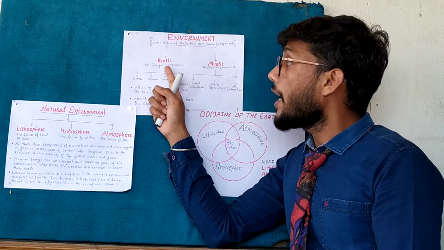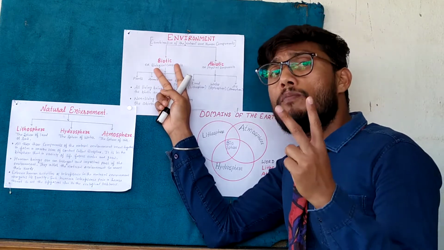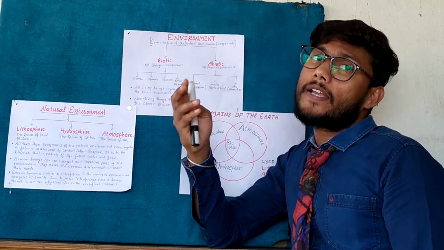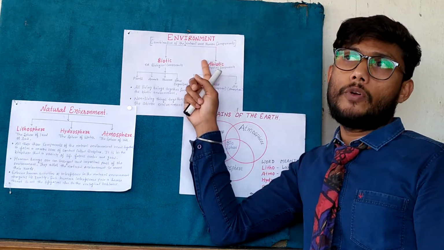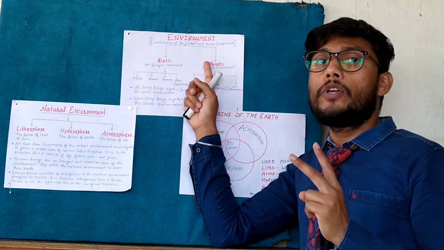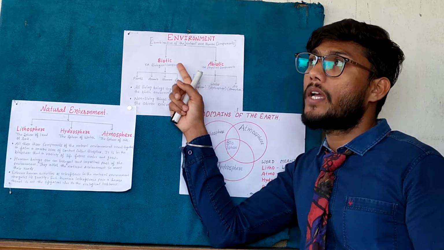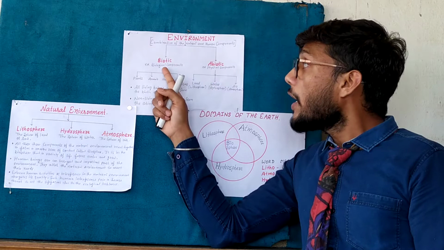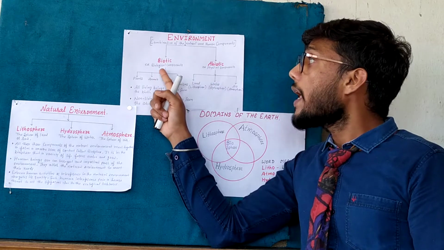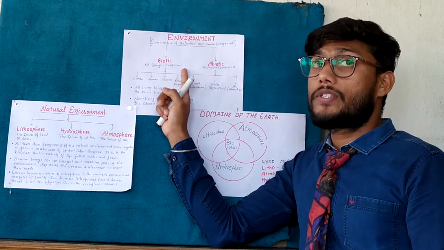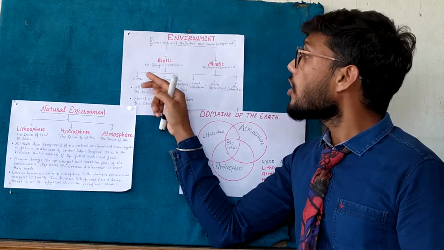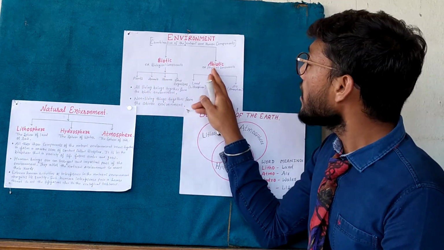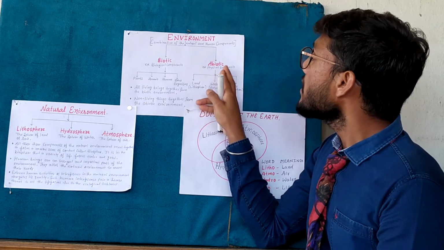There are two components of environment. The first one is the biotic component and the second one is the abiotic component. Biotic components are also known as biological components, and abiotic components are known as physical components.